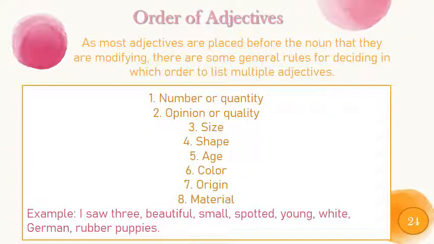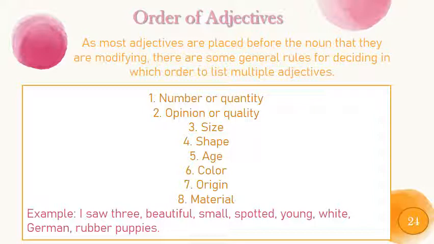Now we move to something very important, which is the order of adjectives. Order of adjectives. When we have more than one adjective, then I have to order them in a specific way. They are not placed randomly. No, there are general rules to decide which order the adjectives must be.